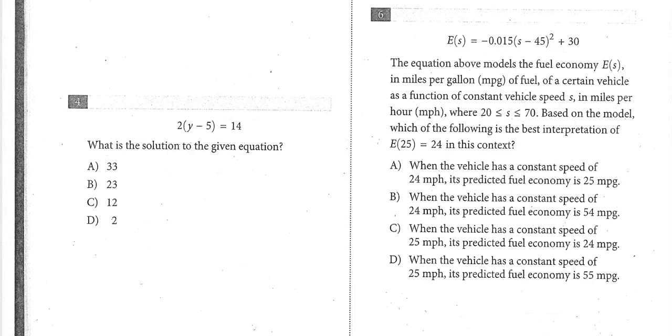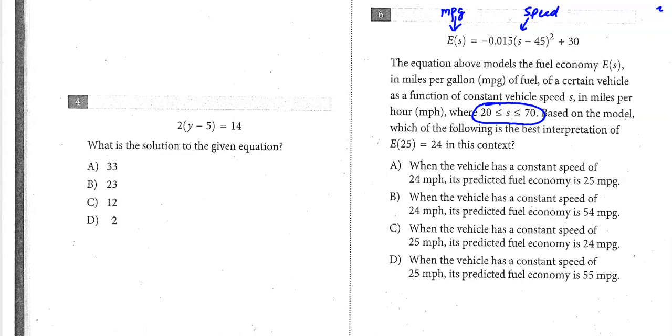All right, number 6, big long word problem, crazy looking equation, but it's on the no calculator section, so it should be not a lot of math. The equation above models fuel economy, E of S. So this is what kind of mileage your car gets per gallon, of a certain vehicle, and the vehicle's speed is S. So this is our speed. So basically, if you tell me the speed, I could calculate the fuel economy, and it only works between 20 and 70.